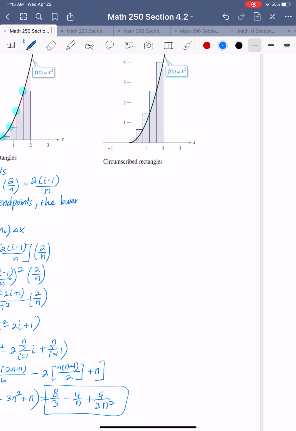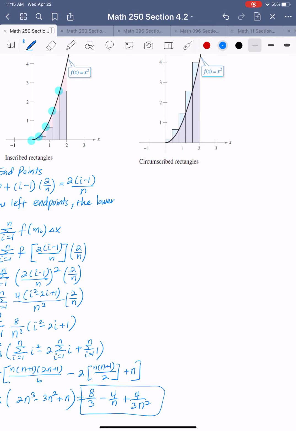All right, let's see what we get using the circumscribed rectangle. This time I'm using the right-hand points. So this time m i is going to be a plus i times 2 over n, which is 2i over n. We are using the right endpoints this time, so now we are getting an upper sum.